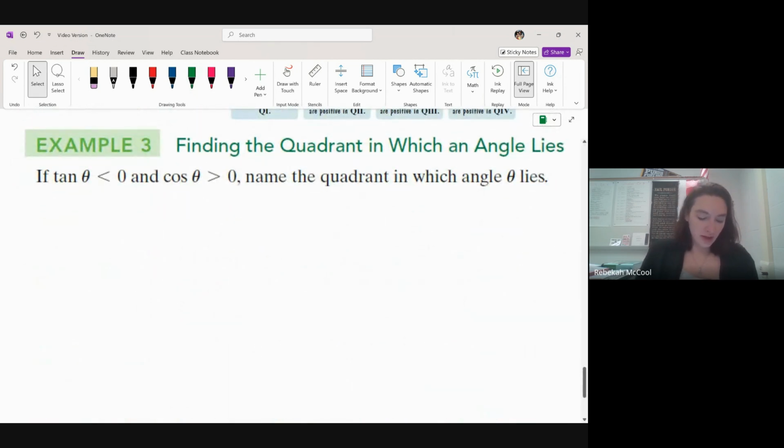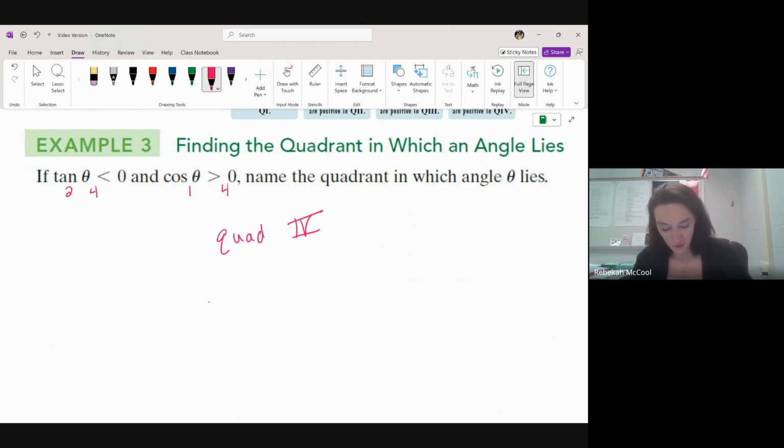So we're going to figure out which quadrant our angle lies in. If tangent is less than 0, so tangent's going to be negative, tangent is negative in quadrants 2 and 4. And cosine of theta is positive. So cosine is positive in quadrant 1 and 4. If we're trying to figure out which quadrant it lies in, we need to see where is the overlap. So that's in quadrant 4. I'll be good and do my Roman numerals there, quadrant IV.